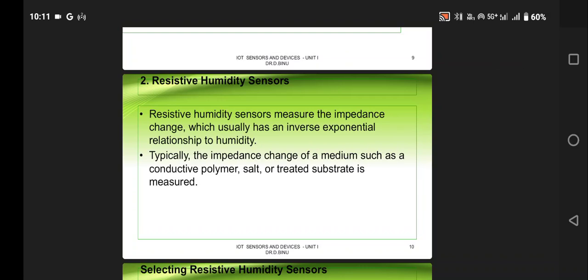The second type of humidity sensors are resistive humidity sensors. These sensors measure the impedance change, which usually has an inverse exponential relationship to humidity. The impedance change of a medium, such as a conductive polymer, salt, or treated substrate, is measured.